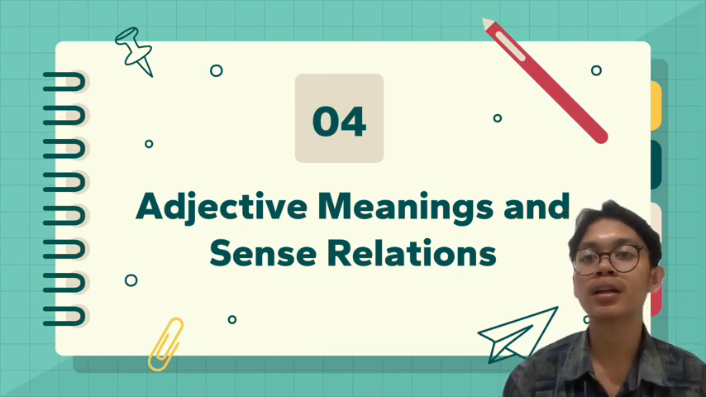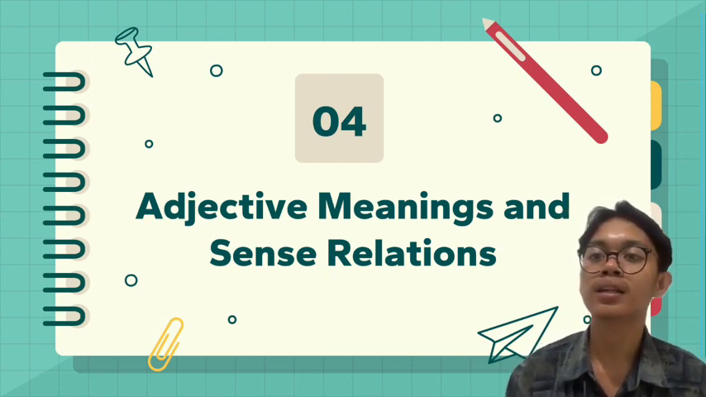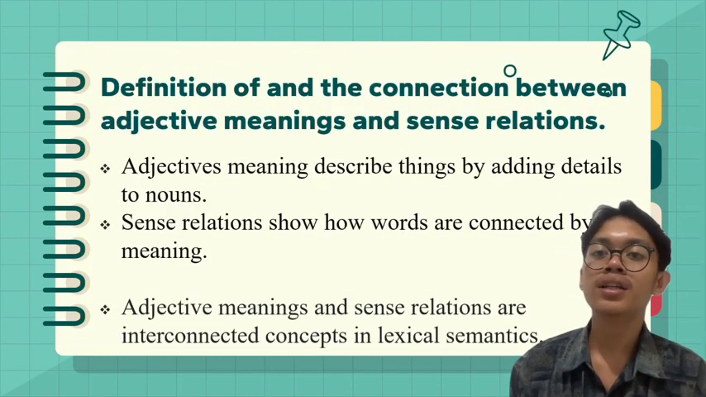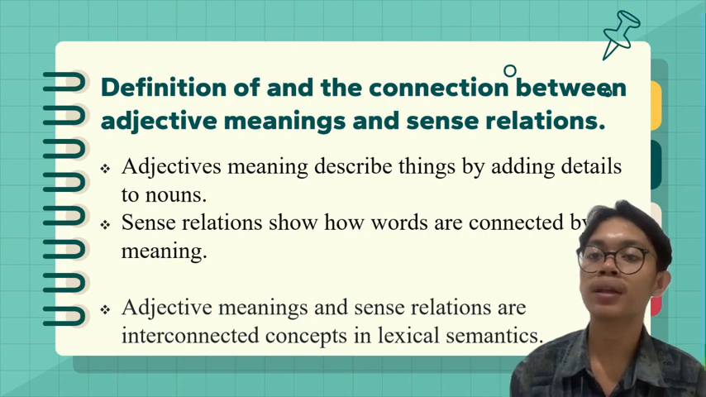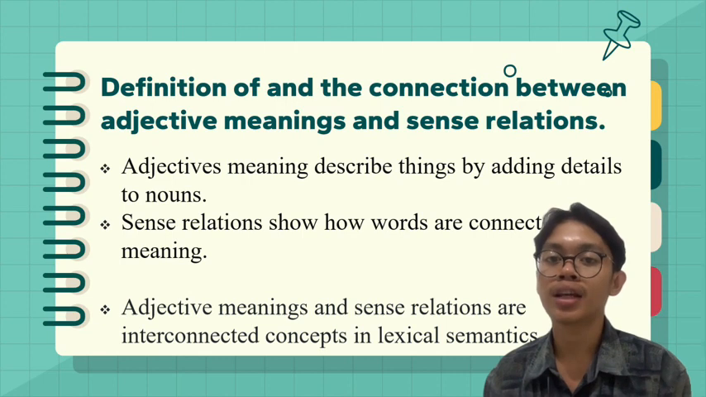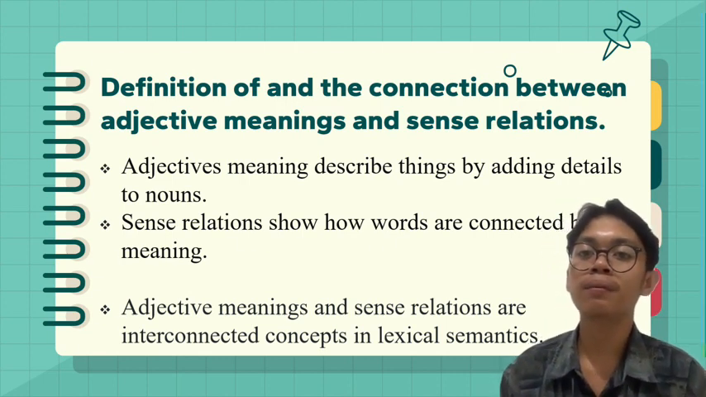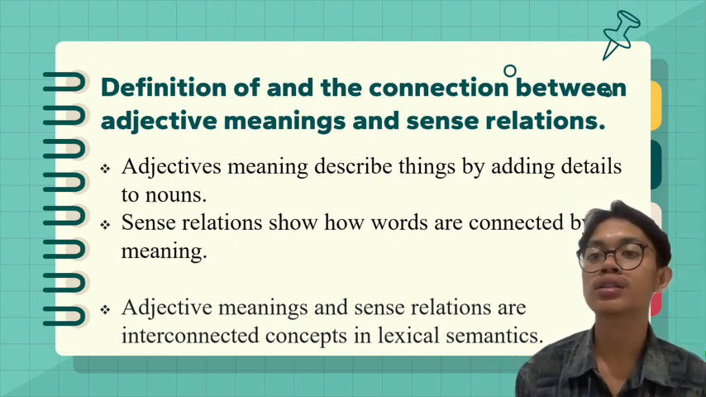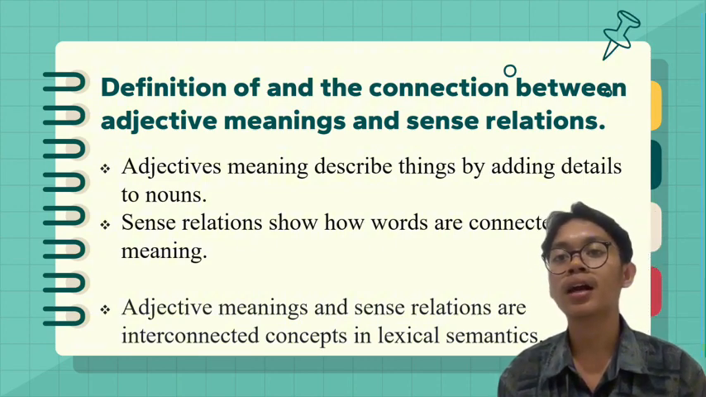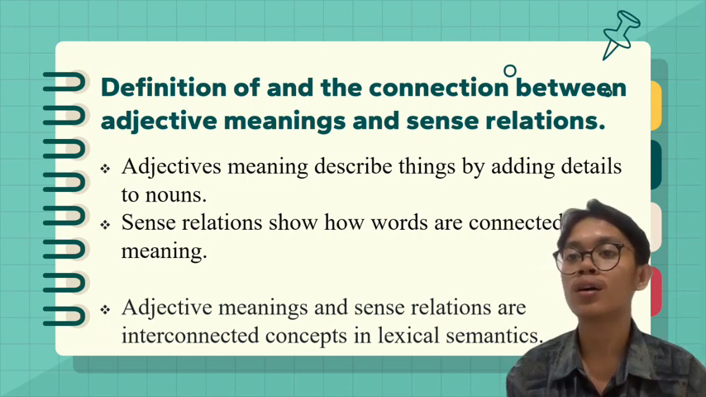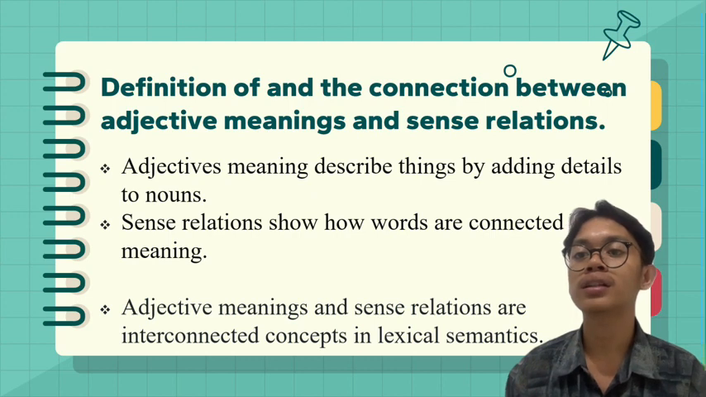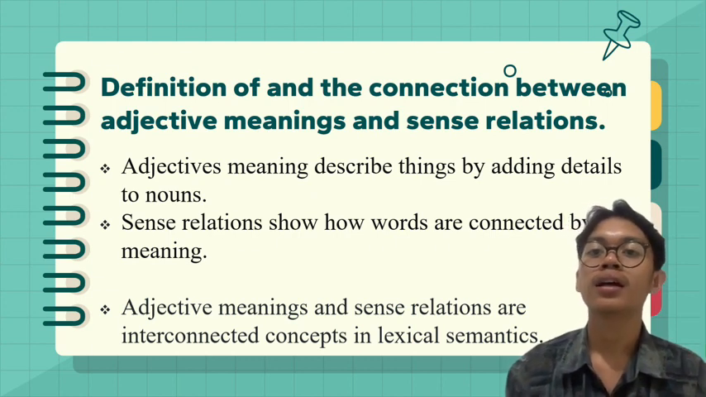And the last material is about adjective meanings and sense relations. Alright? The definition of and the relation between adjective meanings and sense relations. Adjective meanings are all about describing things. When we use adjectives, we are adding details to nouns to make them more clear or interesting. There are different types of adjectives.